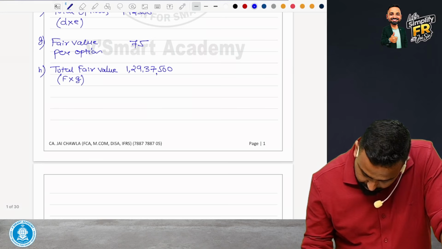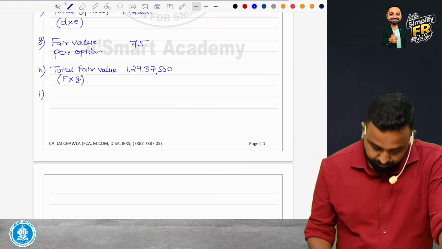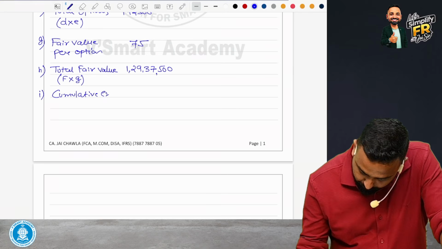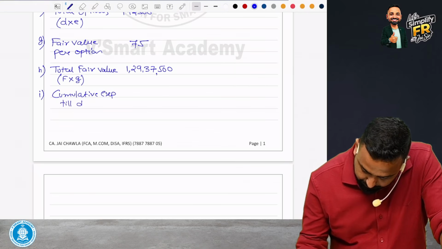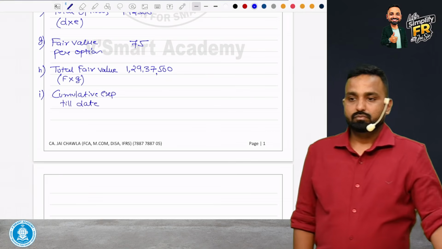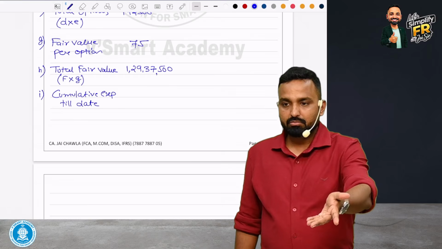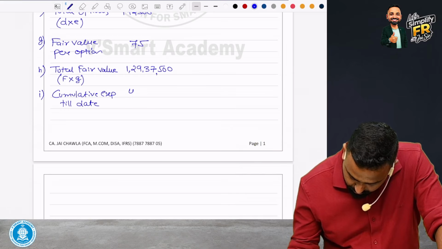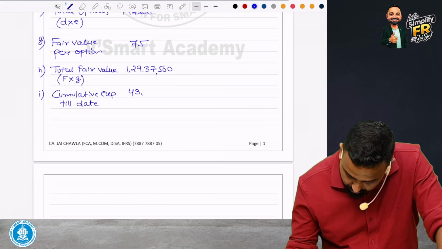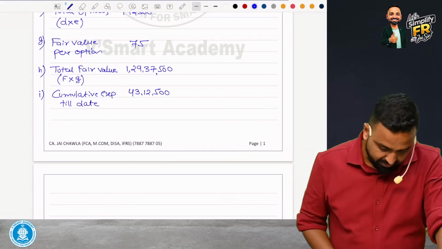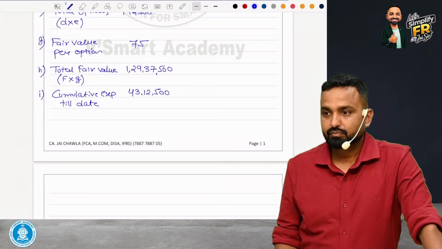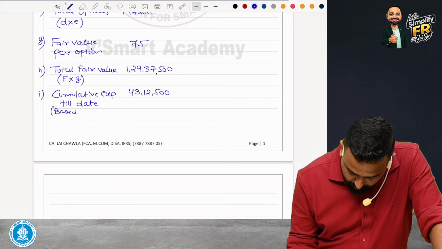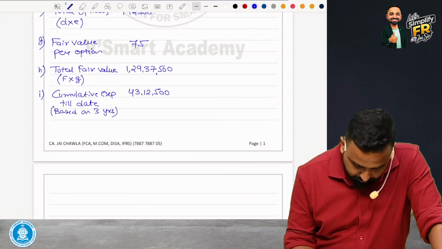Now tell me cumulative expense till date. Divide by 3 into 1, because only 1 year is done now. 43,12,500. Based on 3 years. Okay?